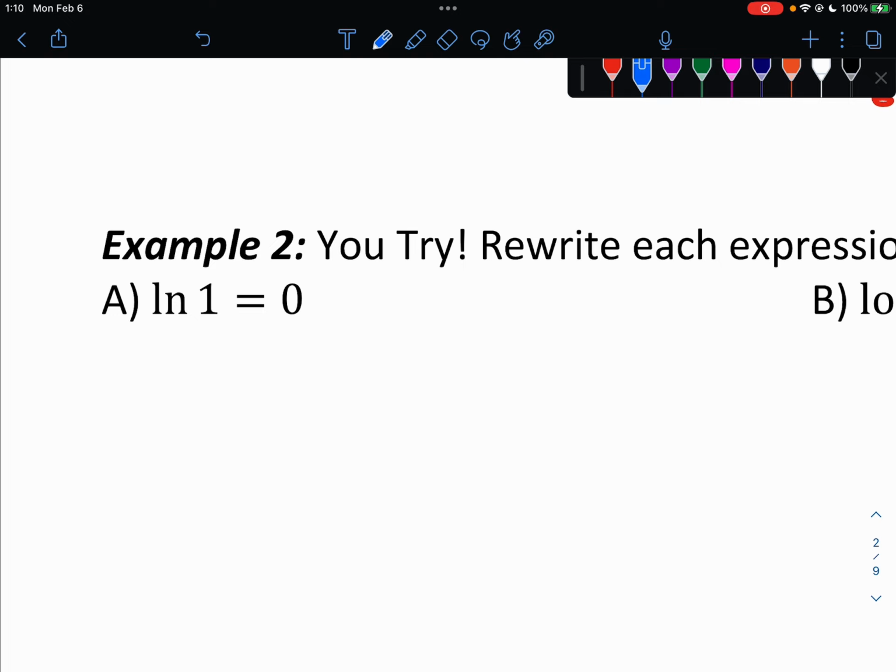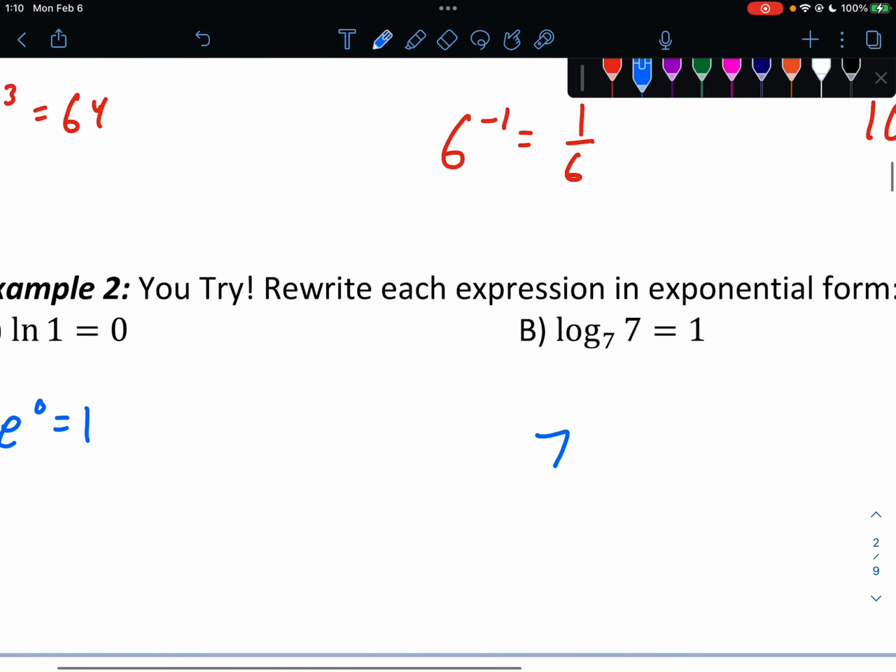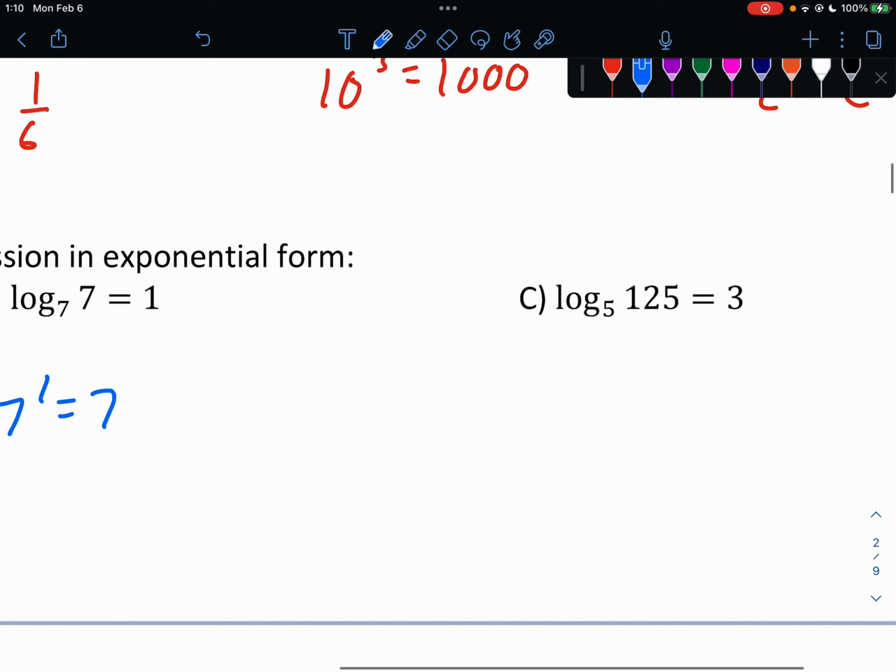So here our answer should be e to the 0 equals 1, which makes sense. Anything to the 0 is 1. Second one, 7 to the 1 equals 7. And last one, 5 to the third equals 125.